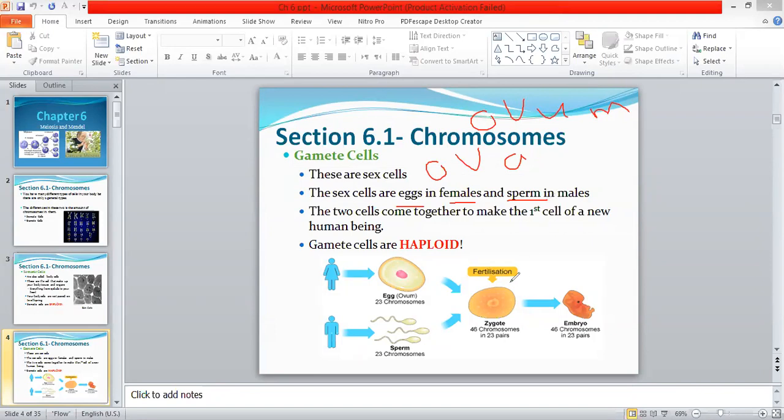But gametes, sex cells, are haploid. Gametes are haploid. Okay, and you must differentiate between the expressions germ cell and gonad. Germ cell refers to sperm and ovum, sex cells, but gonads refer to the sex organs, testis or ovaries. So you must differentiate between them.